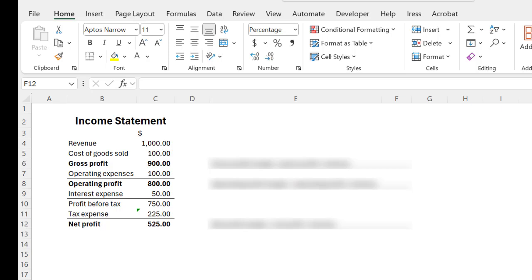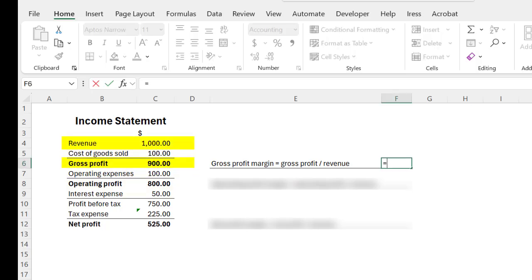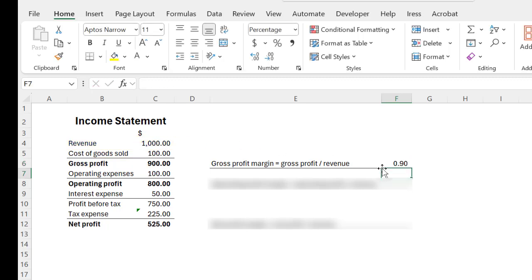To calculate gross profit margin, we divide gross profit by revenue. Our gross profit is $900 and our revenue is $1,000. 900 divided by 1,000 equals 0.9. Profit ratios are often expressed in percentages. To get that, we simply multiply by 100, or in Excel, simply press the percentage button. Our gross profit margin is 90%. A gross profit margin of 90% means for every dollar in revenue, we keep 90 cents in gross profit.